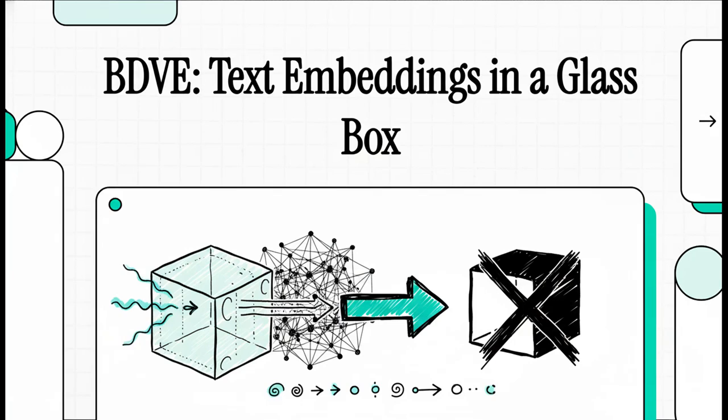All right, today we are cracking open a really interesting project called BDVE. That stands for Bi-Directional Deterministic Vector Embeddings. And we're going to see what it's like to build text embeddings inside a glass box, instead of the usual AI black box. Let's dive right in.